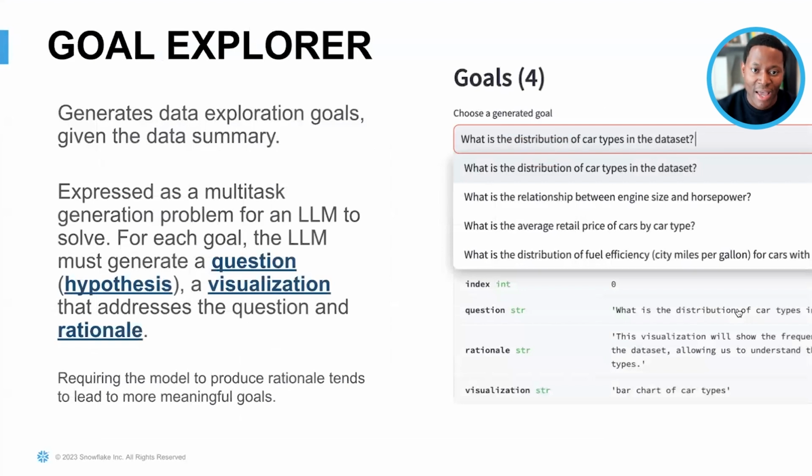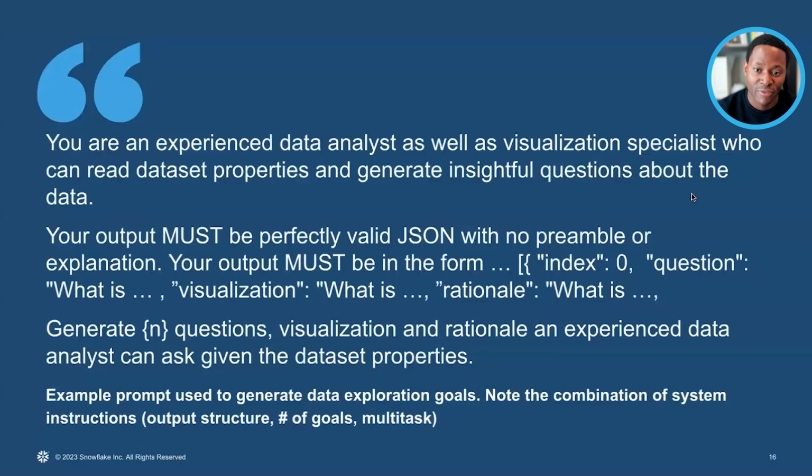Next, we have the Goal Explorer module. So we explore this as a multitask generation problem where we ask the LLM to generate a question, which is a hypothesis, a visualization title, and a rationale for what we might learn from that visualization. An important detail to note here is that in order to get this multitask generation, we require the LLM to output data in a structured format. In this case, we require the LLM to output data that's structured as JSON.